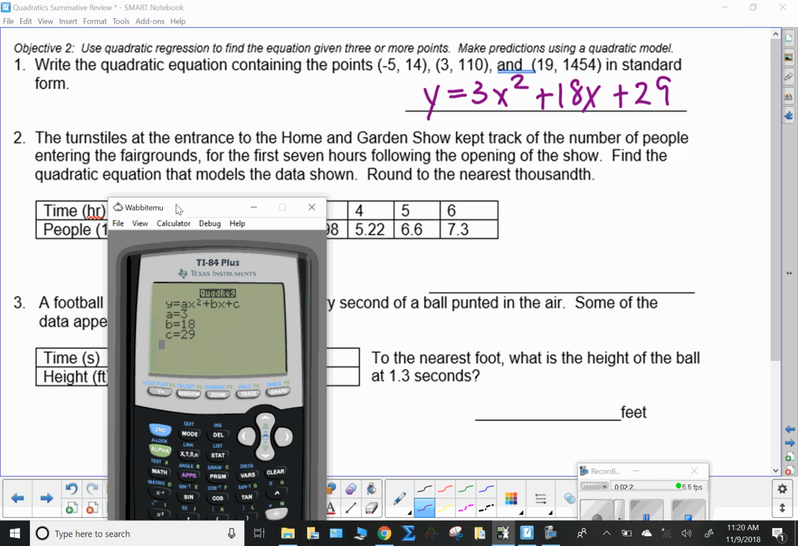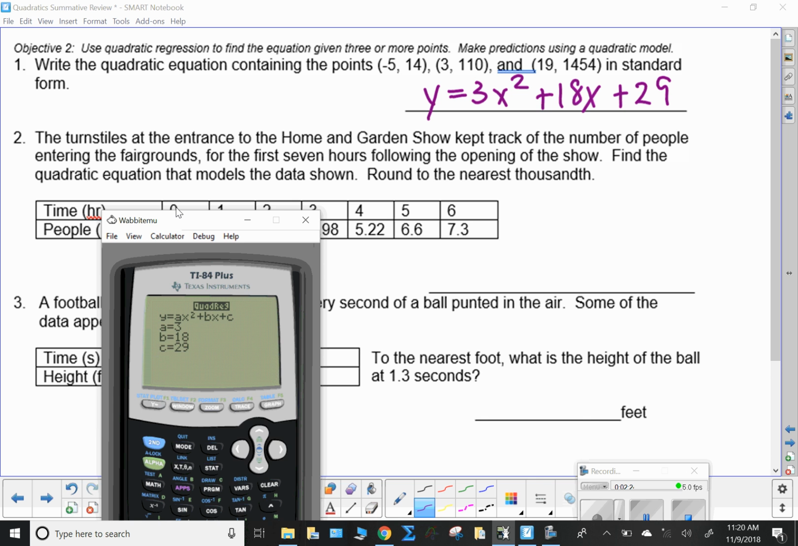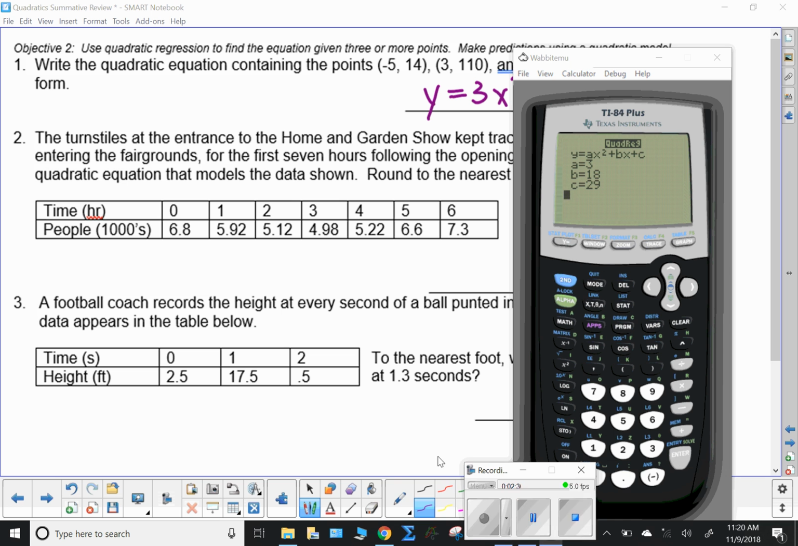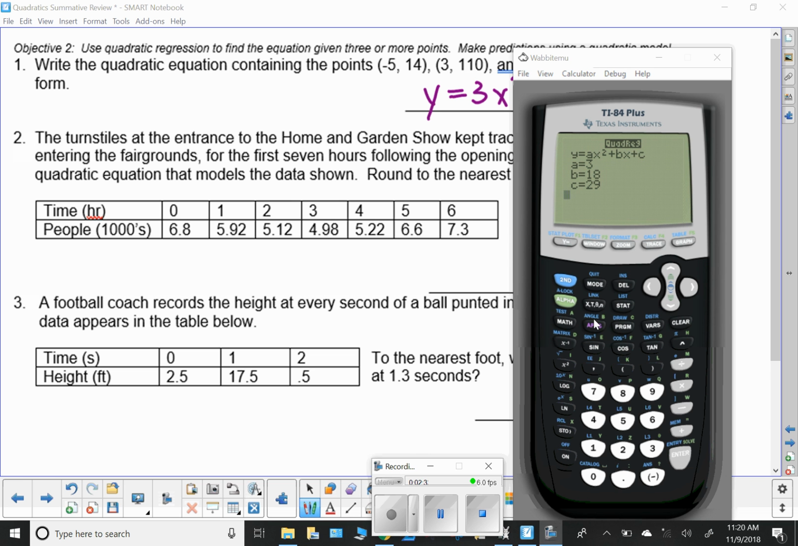Let's move on to the next one already. So here, I need to move this over here so that I can push my buttons. Okay, so now we're going to hit Stat. We're going to Edit. I need to clear my lists. Again, be sure you're clearing and not deleting. I go up and hit Clear and Enter and my lists are cleared. Here I've got hours 0 through 6. So 0, 1, 2, 3, 4, 5, and hour 6.